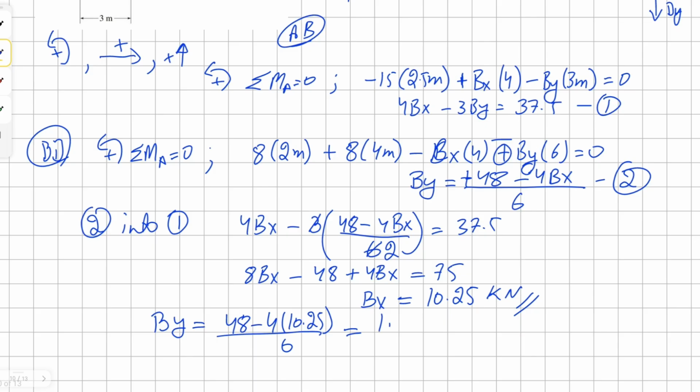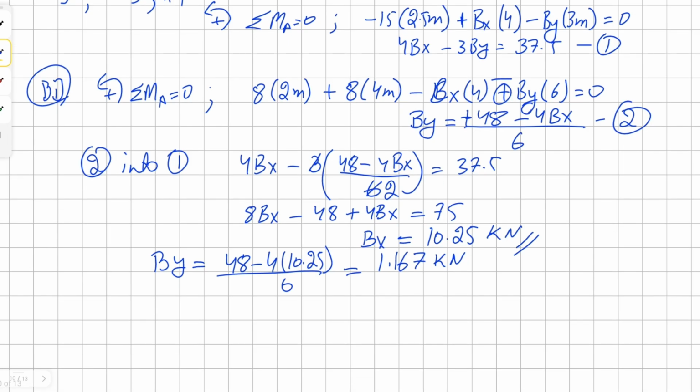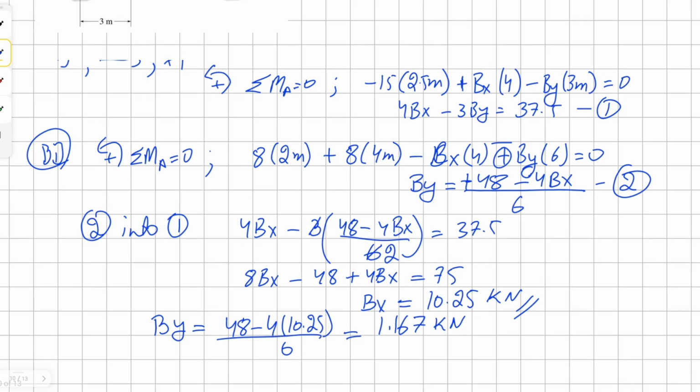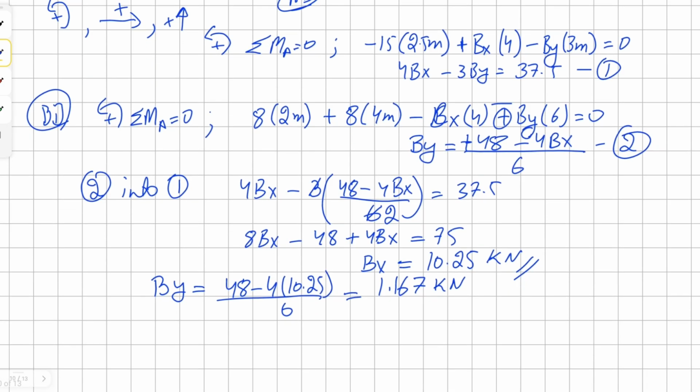And we get 1.167 kilonewton. Now we can sub the value of Bx into our equation. Actually, we got all the values. Now we can take sum of the forces in x direction for member AB.